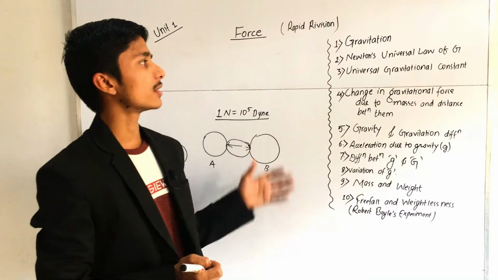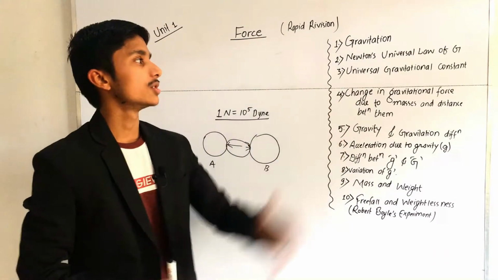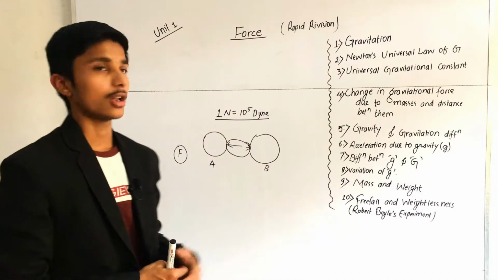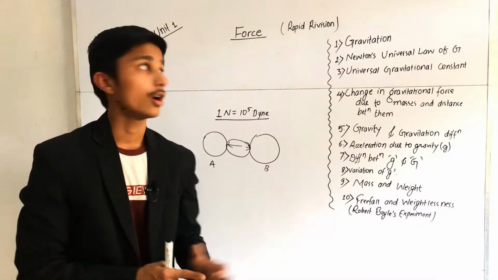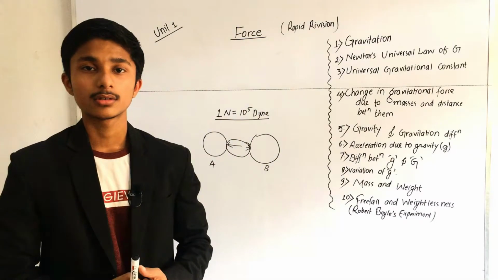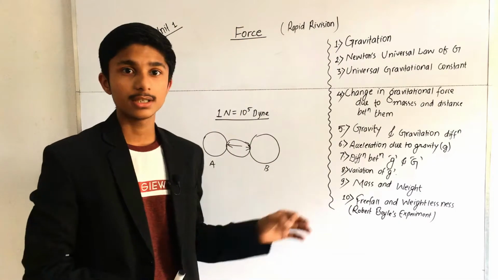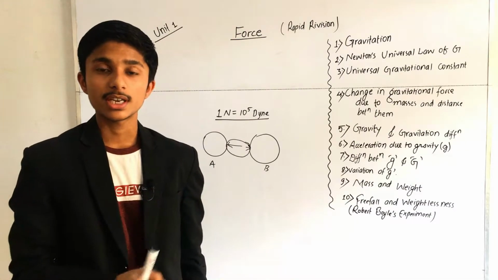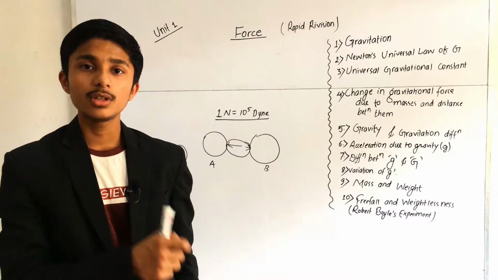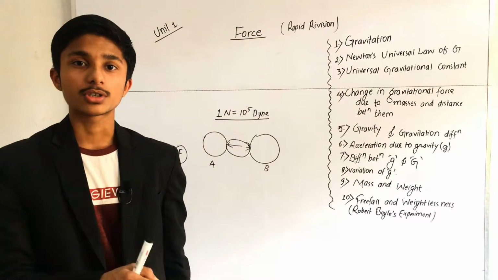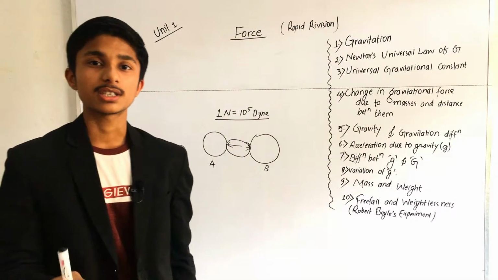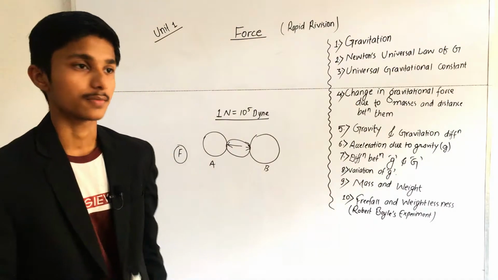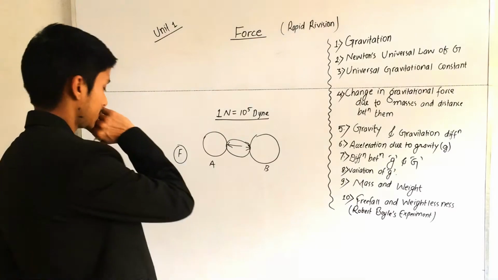Now we move to our next topic, that is Newton's universal law of gravitation. Newton published a law related to gravitation, and he tells in his law that every body in the universe attracts every other body with a force which is directly proportional to the product of their masses and inversely proportional to the square of the distance between their centers.